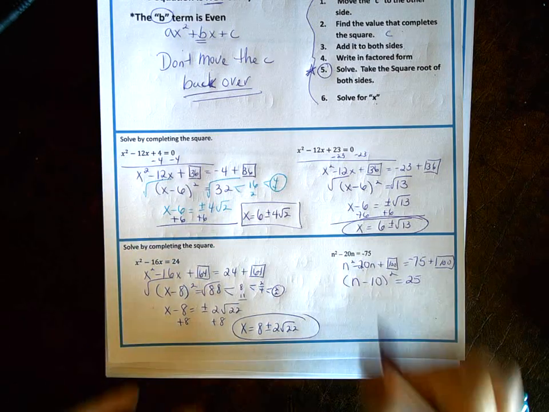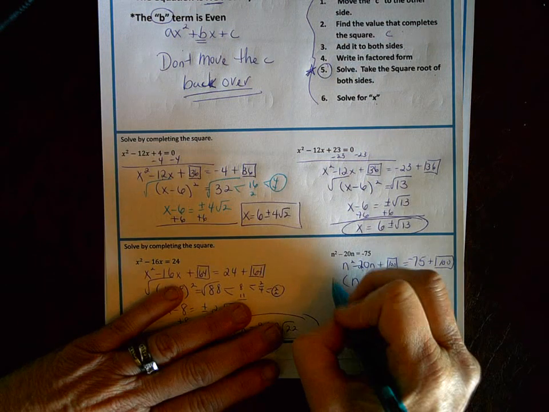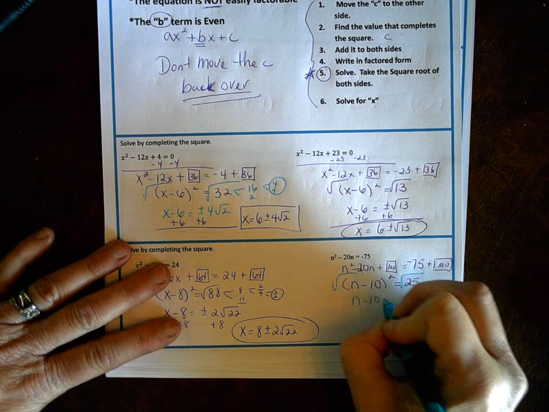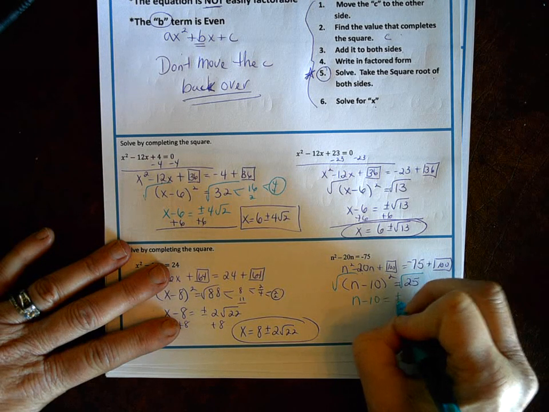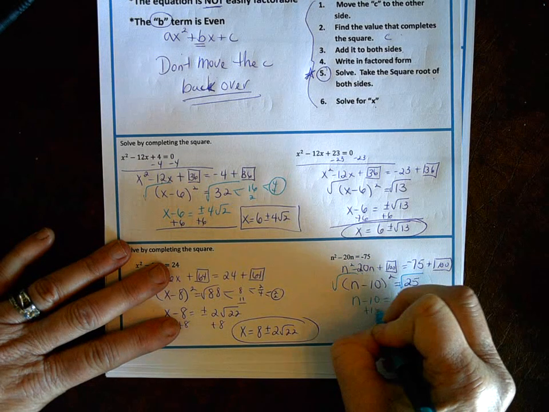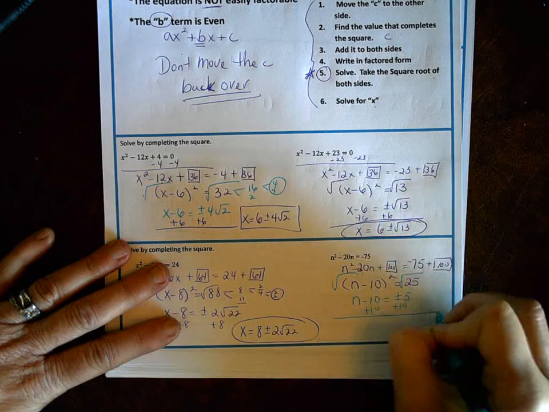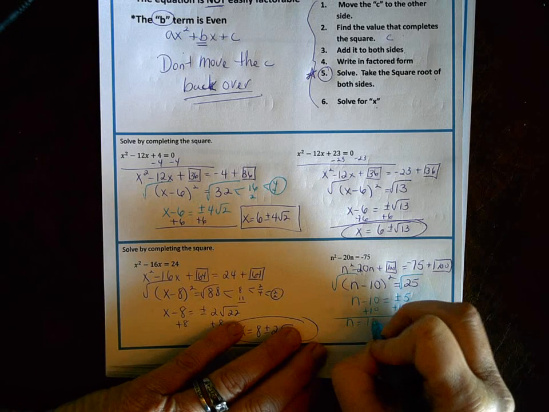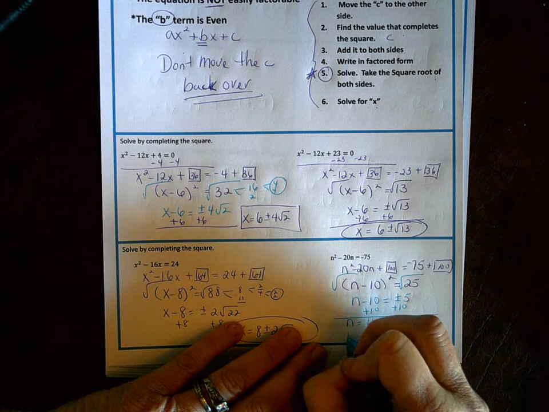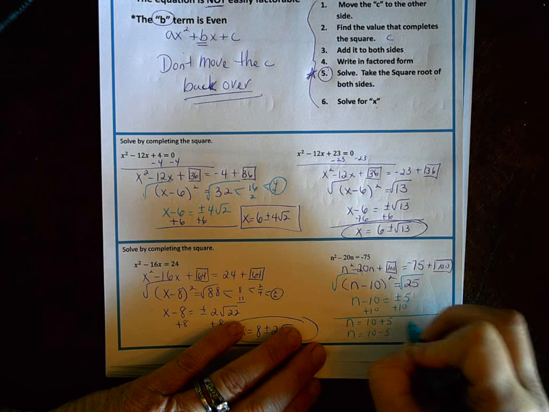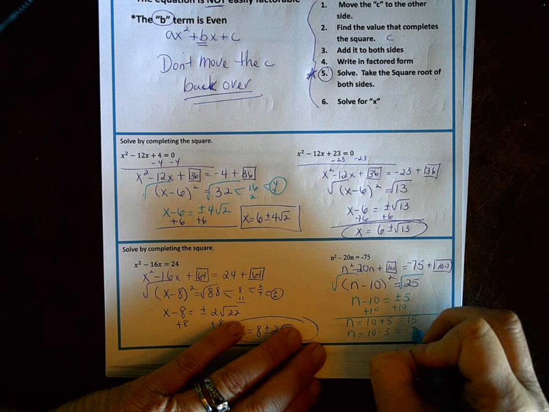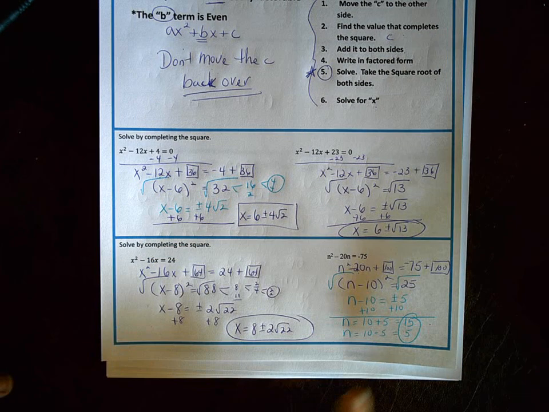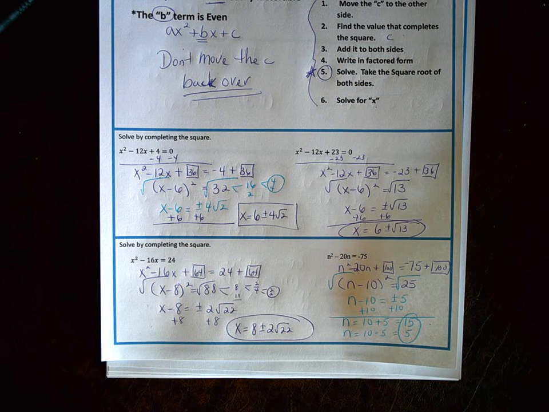Okay, now take the square root. Why is this one different? Because you can actually take the square root of 25. So n minus 10 equals plus or minus 5. This is the mistake I'll see. People will write the answer as 10 plus or minus 5. Well, this you actually can figure out. It's going to be 10 plus 5 and 10 minus 5. The answer is 15 and 5. Two answers. Everything has two answers.